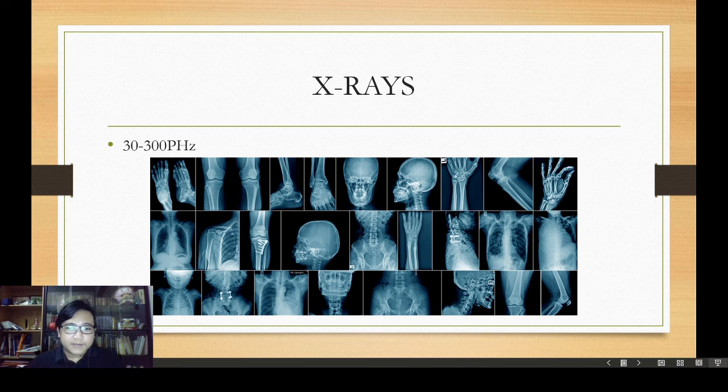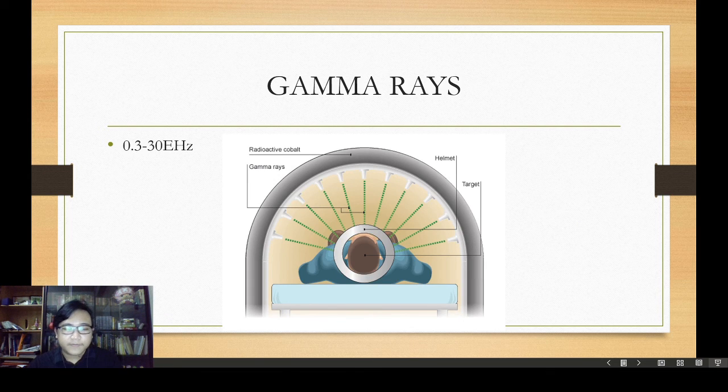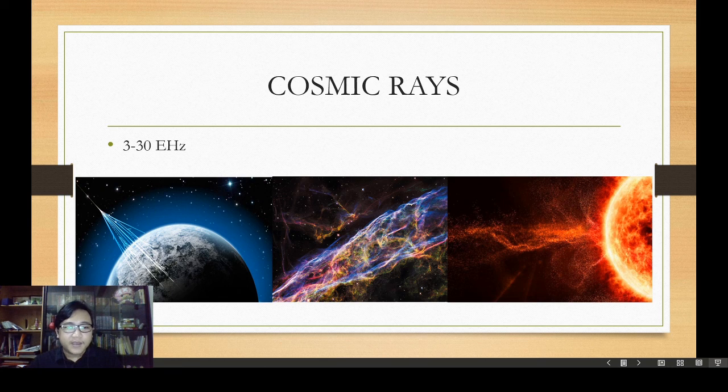The next is gamma rays. The frequency range is about 0.3 to 3 exahertz, used in medicine, specifically in radiotherapy, and in industry for sterilization and disinfection, and in the nuclear industry. And the last one is cosmic rays, about 3 to 30 exahertz. It is now being studied to predict geomagnetic storms, big increases of radiation hazards, and other dangerous phenomena in space and on the Earth for people and technology.